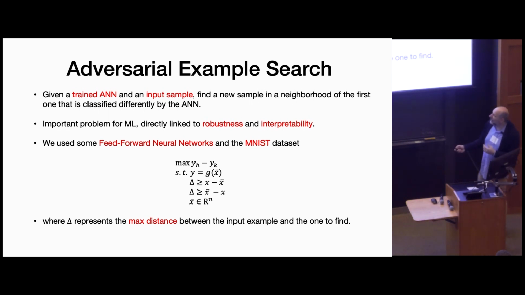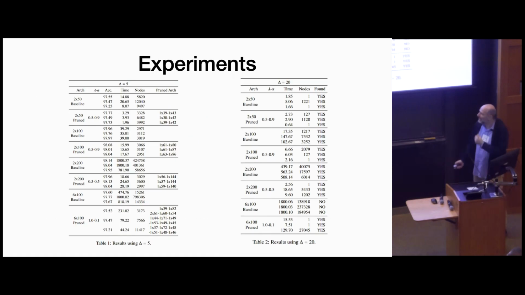And so we tested the problem by using our strategy. And these are the results. So in the table on the left, we are using a small distance. It's delta equal to 5 here.